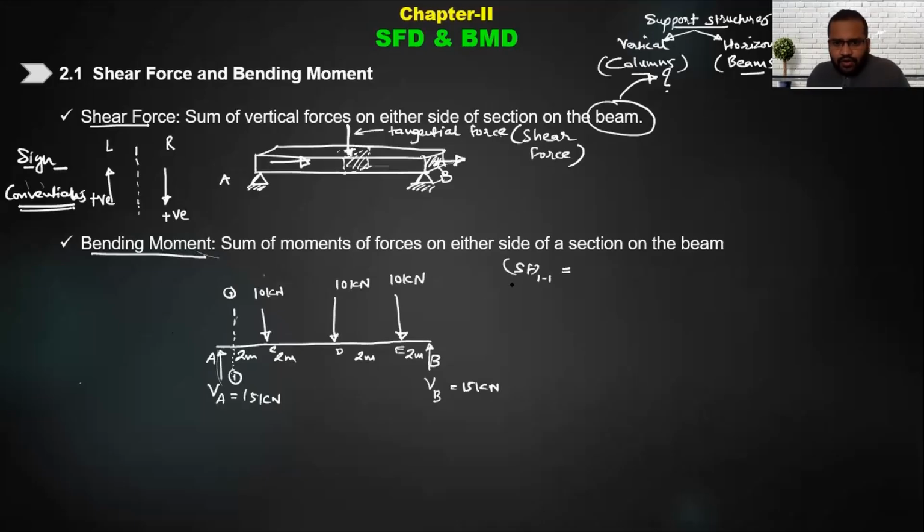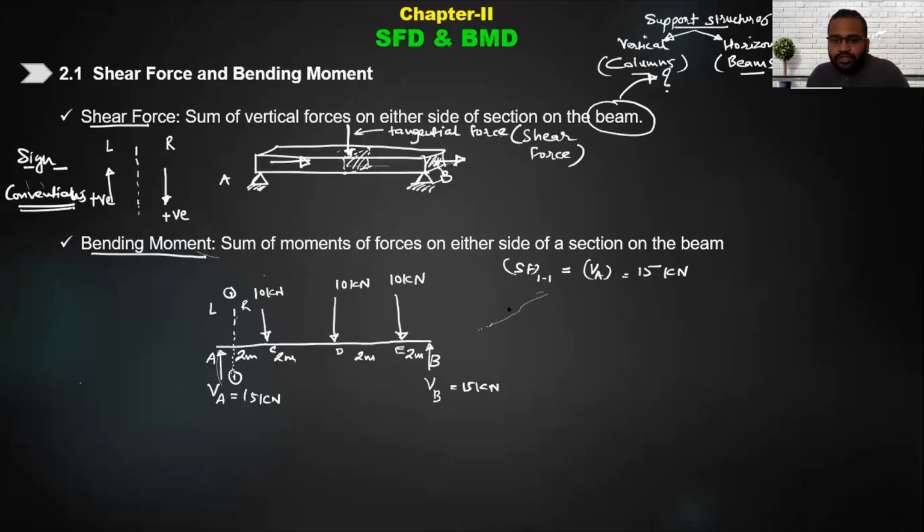So here if I want to find out shear force at section 1-1, you can take the left hand side of section 1-1 or the right hand side, I can take the summation on any one side. Okay. If I go on the left hand side, vertically upward, look, there is only one force, VA. And that VA is how much? It is 15 kilonewton. So I will take this as 15 kilonewton and positive because I know the sign convention.